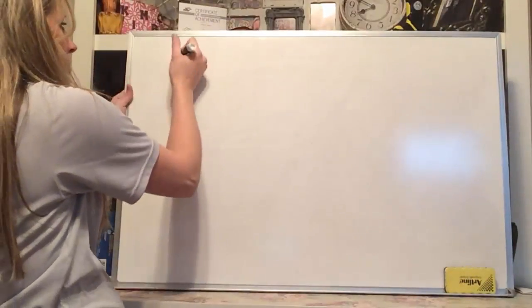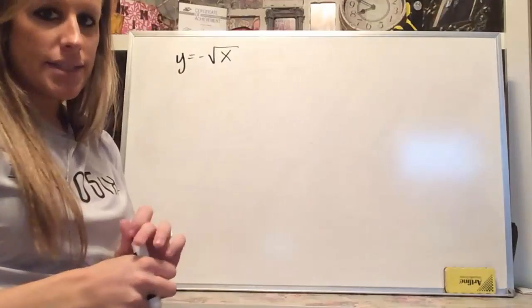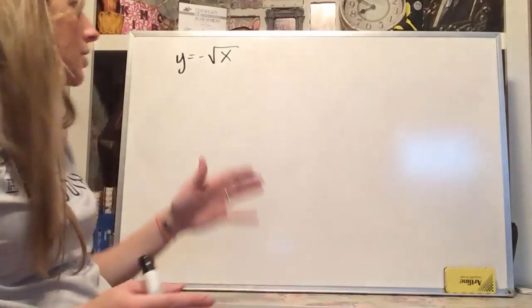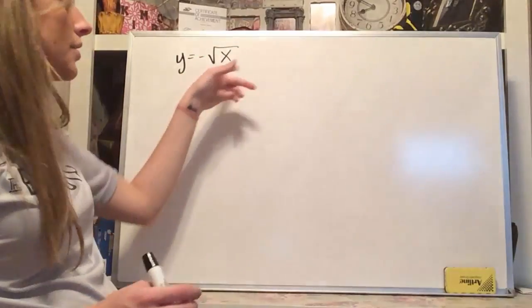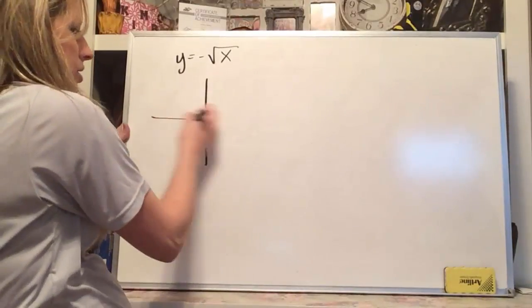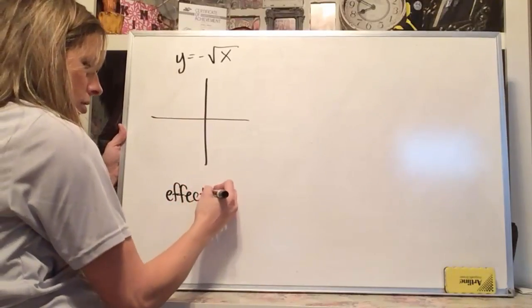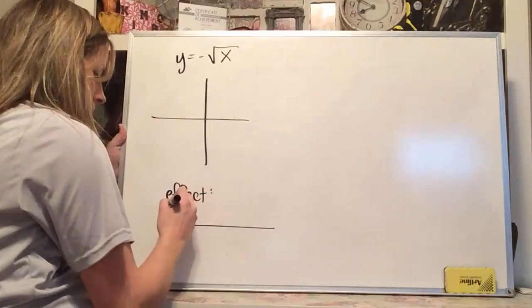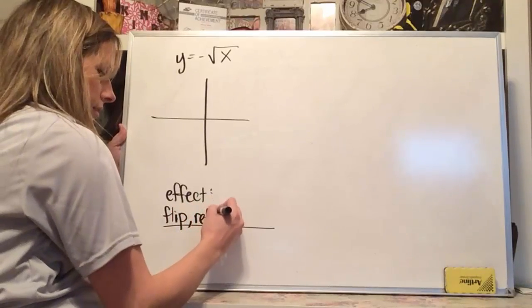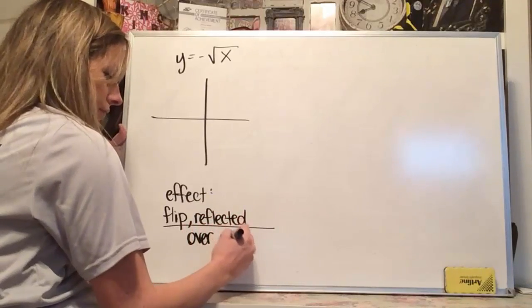Okay, on the first example, we have y equals negative square root of x. Like I said before, your transformations work for any type of function. So if we have a negative in front of the square root of x, how is that going to transform it? Just like quadratics, it's going to flip it upside down. So flip. Or you could say it's reflected over the x-axis. Either one.